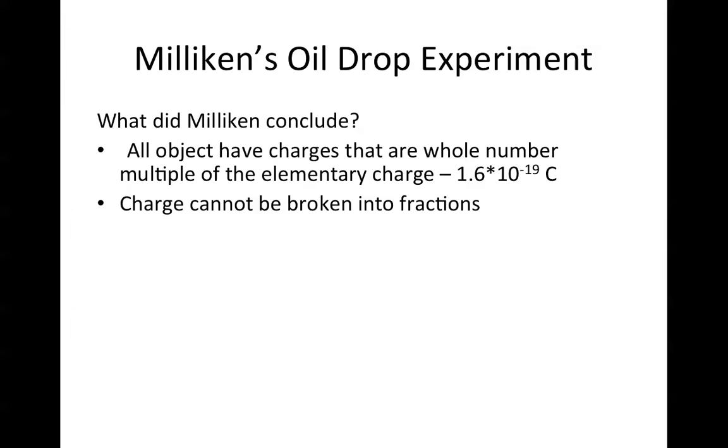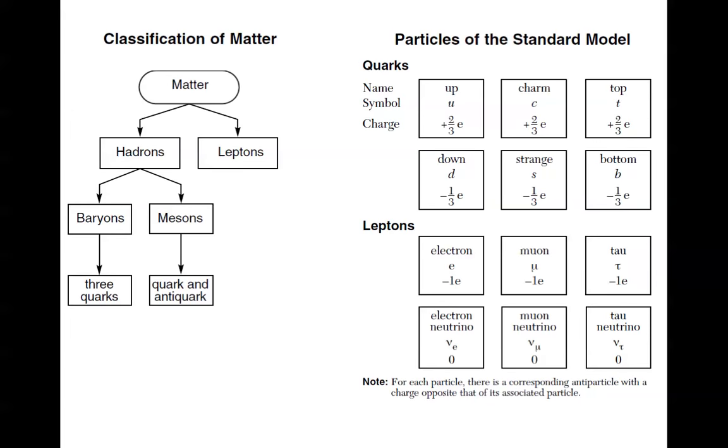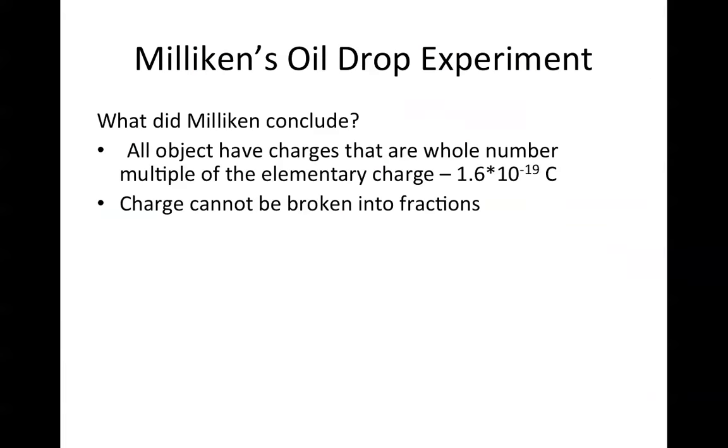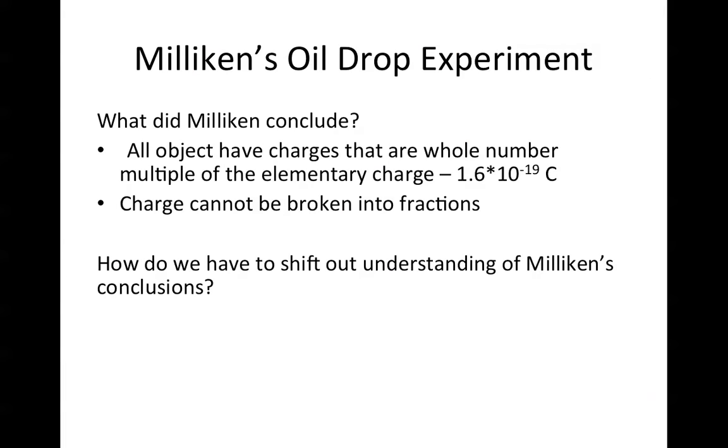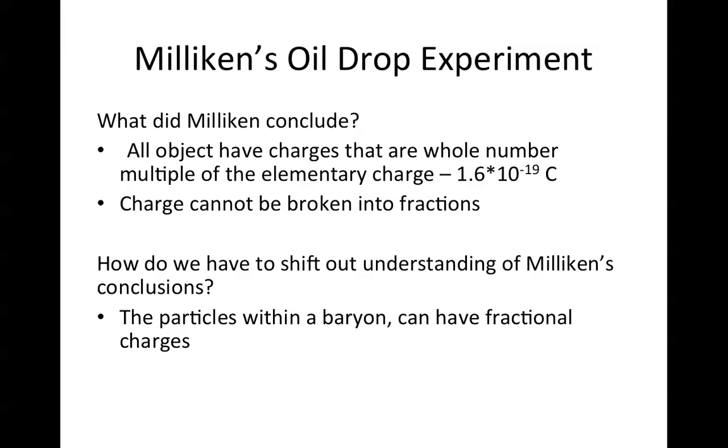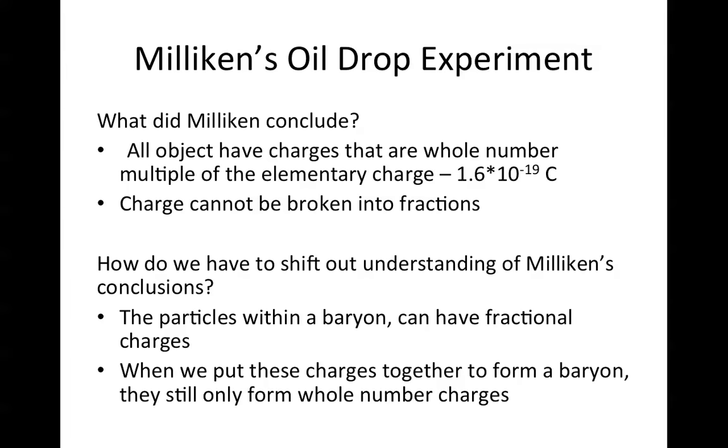Well, if we go back, we could see, hey, all of our quarks do have fractional charges, so how do we have to shift our understanding of Millikan's conclusions? And here's what we're going to say. The particles within a baryon can have fractional charges. So our most common baryons are protons and neutrons. Proton has a positive 1 times E charge, 1.6 times 10 to the negative 19th coulombs. A neutron has no charge. But within the proton, within the neutron, and within other baryons, we do have fractional charges. But when we put these charges together to form a baryon, and as we'll see a meson as well, they still only form whole number charges.